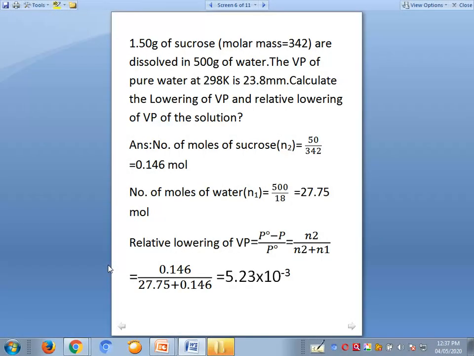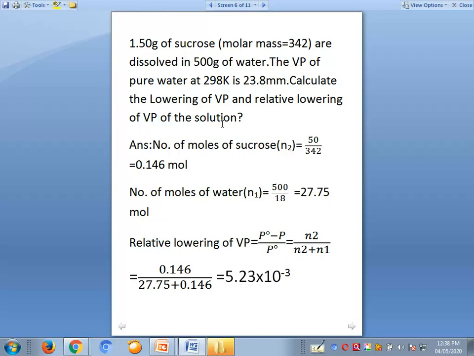You can see here the first problem is saying that 50 gram of sucrose, whose molecular mass is 342, they have given the molecular mass in this, is dissolved in 500 gram of water. The vapor pressure of pure water at 298 Kelvin is 23.8 mm. Calculate lowering of vapor pressure as well as relative lowering of vapor pressure of the solution. Now, dear children, this is a very important problem, right?